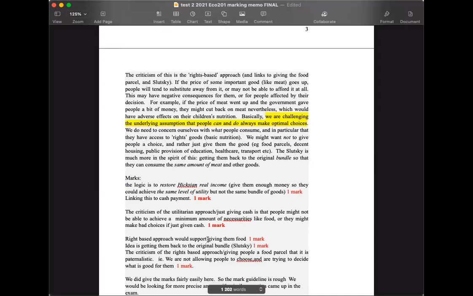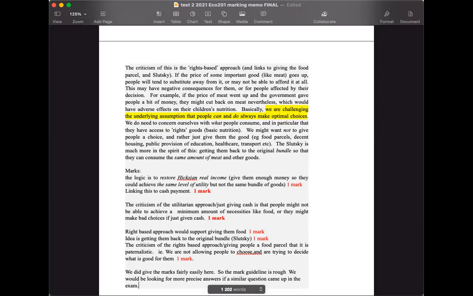So understand the following. The logic is to restore Hicksian real income and then link that to cash payment, so the preference of people being given cash. Then the criticism of the utilitarian approach, just giving cash, is that people might not be able to achieve a minimum amount of necessities, like food, or they might make bad choices if they're just given cash, which goes back to what I just said. The rights-based approach would support giving them food.